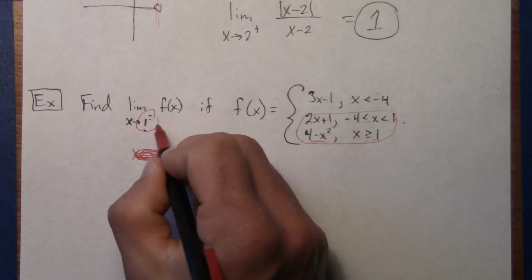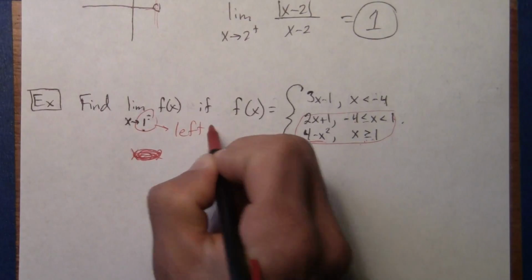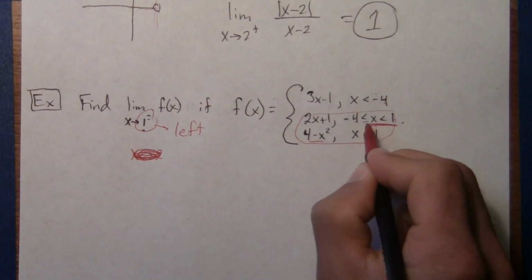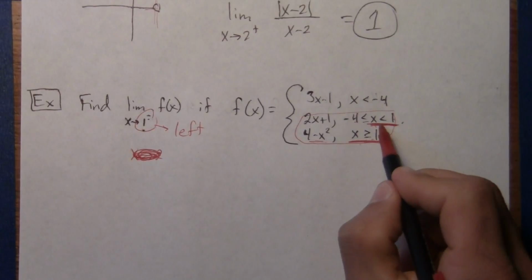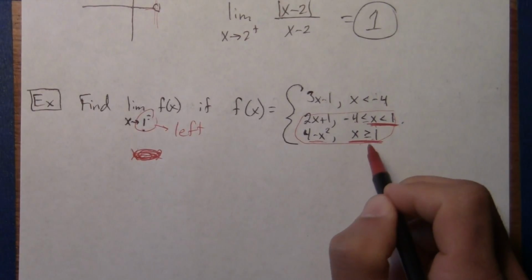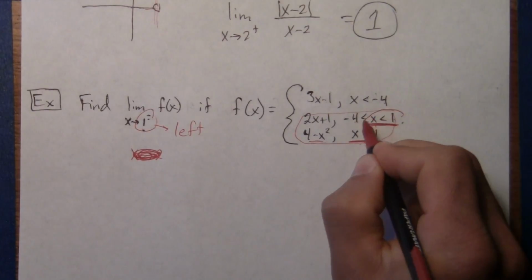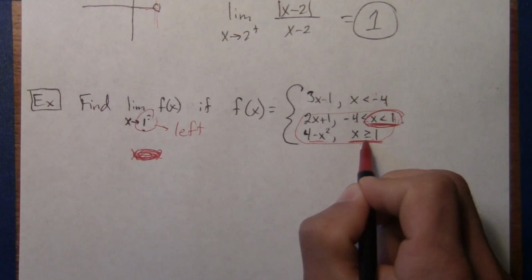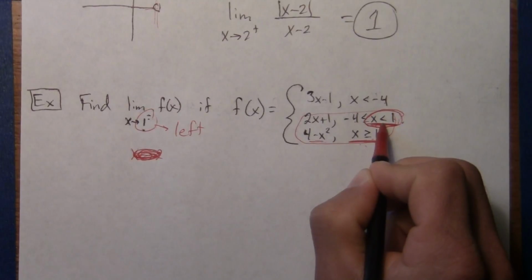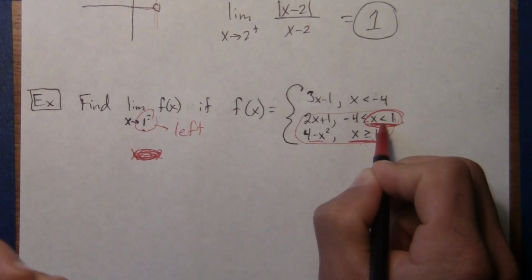Now I want to know what's happening from 1 on the left side. Ask yourself, is that the left side of 1, or is that the right side of 1? X being less than 1, or x being greater than 1. This represents x on the left side. It doesn't matter if it's equal to or not. I know that one's equal to. Doesn't matter. All that means is you're going to have an open circle. It's still going to approach it.